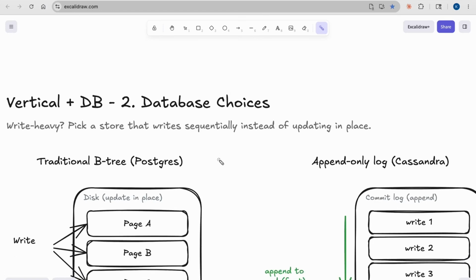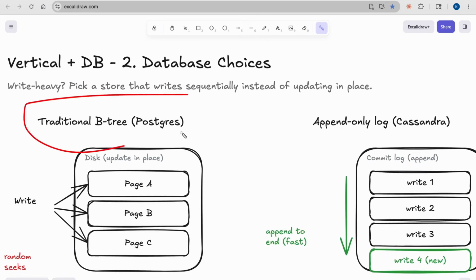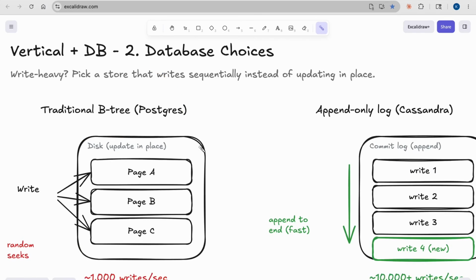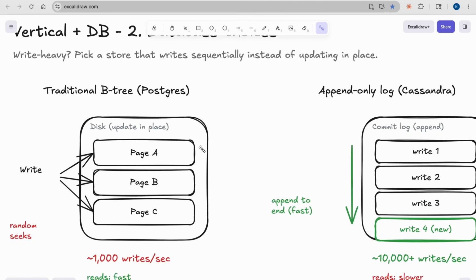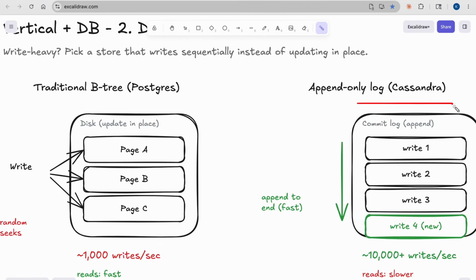For example, let's take Postgres versus Cassandra. Assume we have a lot of writes coming into our system. Instead of preferring Postgres, it's always good to go for Cassandra, because one of the traits of Cassandra is that it's an append-only log. Whatever writes it receives, it appends. It's not an in-place update like Postgres does.